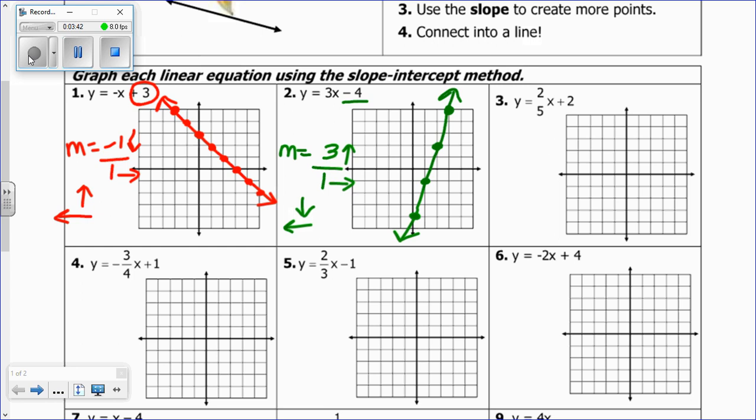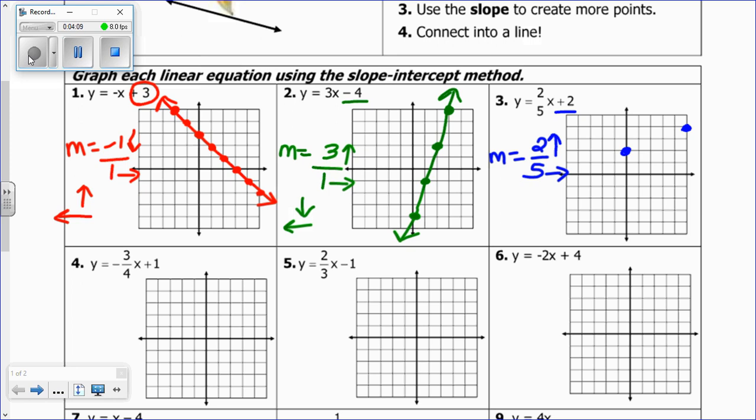All right, so let's try example 3. We've got 2/5 x plus 2. So again, I'm going to start with the y-intercept, plot a point at +2. And now our slope, which is 2 over 5, is telling us to go up 2, right 5. So let's do that. We're going to go up 2, right 5.